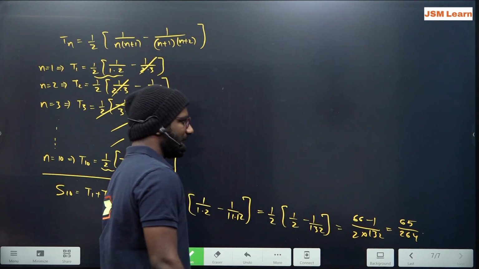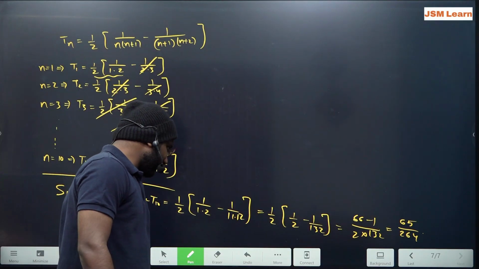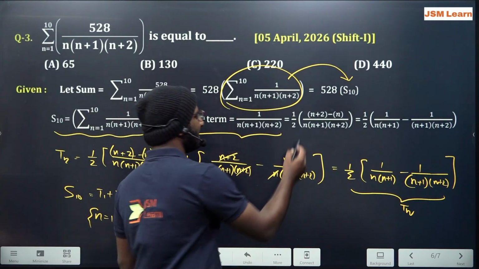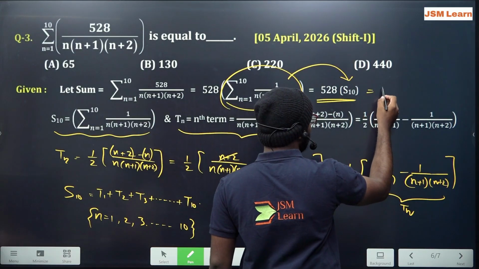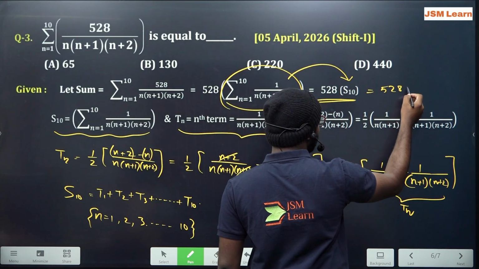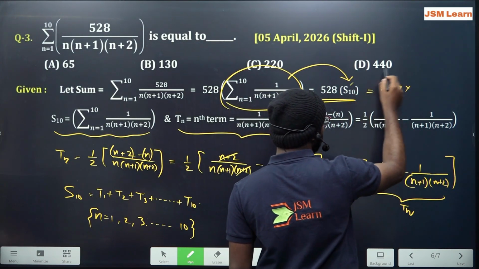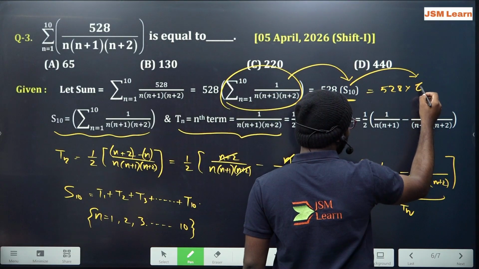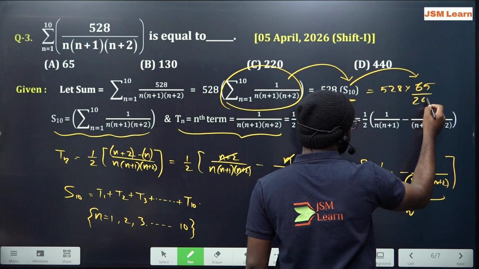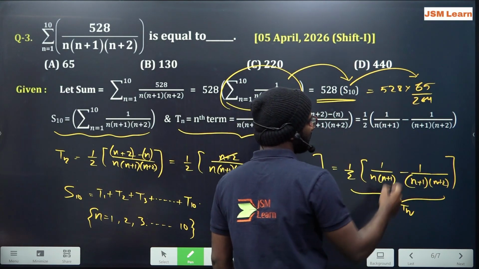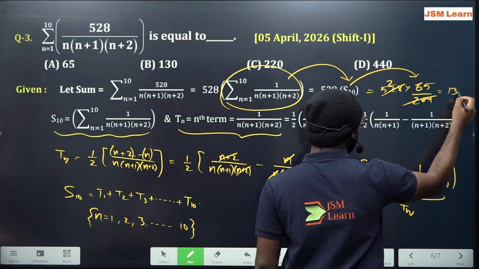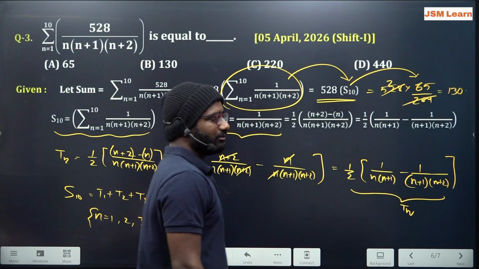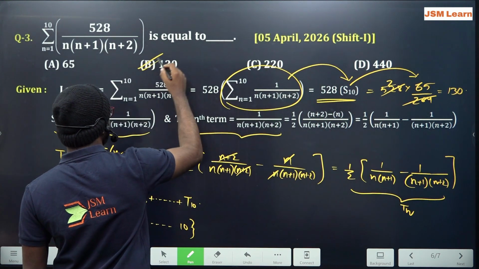264. But actually we are going to find the value of 528 times the sum of 10 terms. So from here we can write 528 into the sum of 10 terms, value we got 65 by 264, right? So that is equals to 2 times 65, that is equals to 130, is our final answer. Here option B is 130.